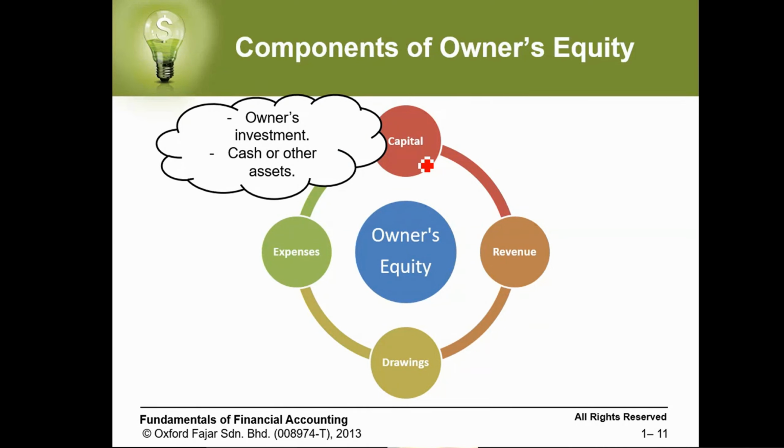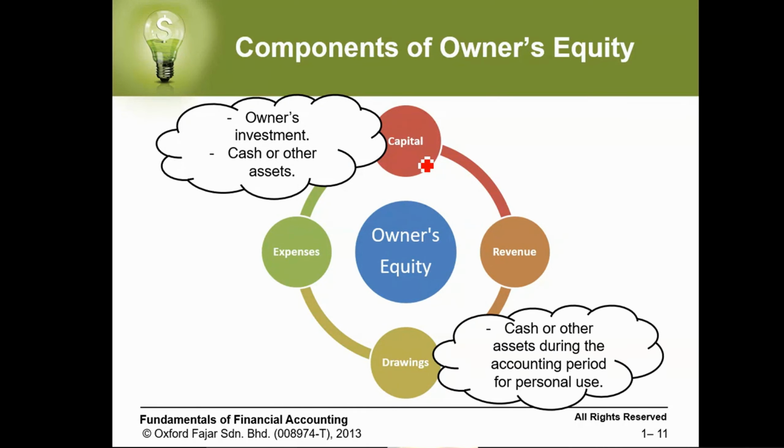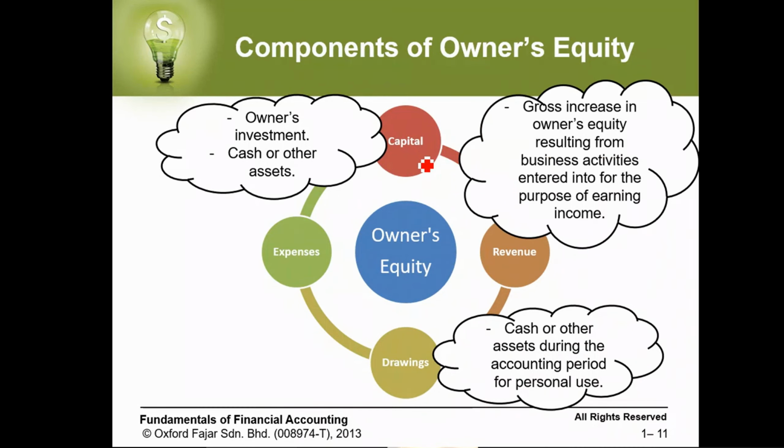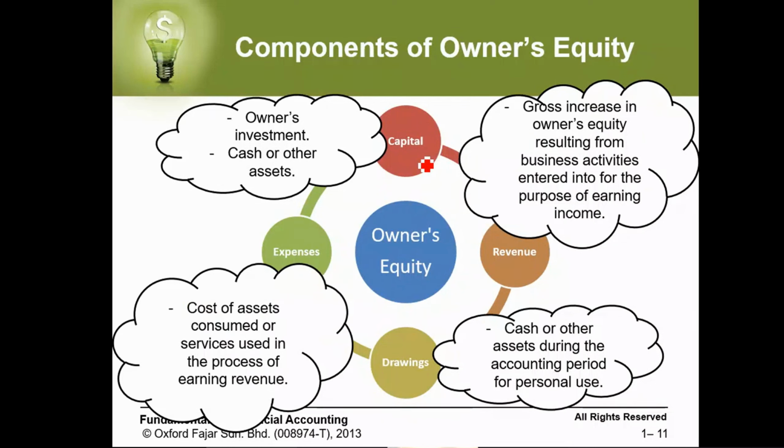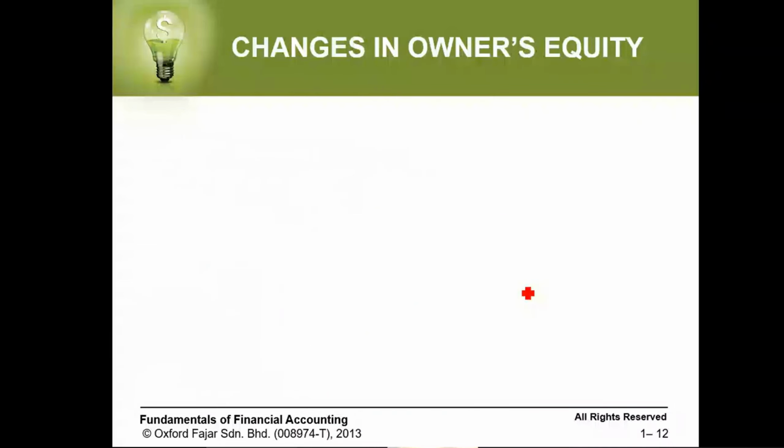Capital is the owner's investment, cash or other assets. Drawing is cash or other assets the owner withdraws during the accounting period for personal use. Revenue is the gross increase in owner's equity resulting from business activities entered into for the purpose of earning income. Expenses are the cost of assets consumed or services used in the process of earning revenue. All those components together make up owner's equity.